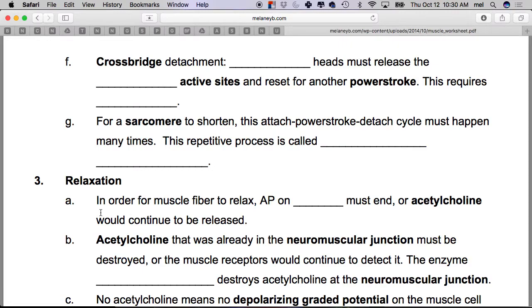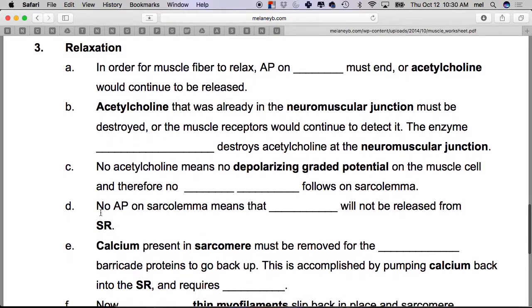In order for it to release, this requires ATP. You can all spell that, right? ATP. So this requires ATP. For a sarcomere to shorten, this attach, power stroke, detach cycle must happen many times. This repetitive process is called cross-bridge cycling. Good job.